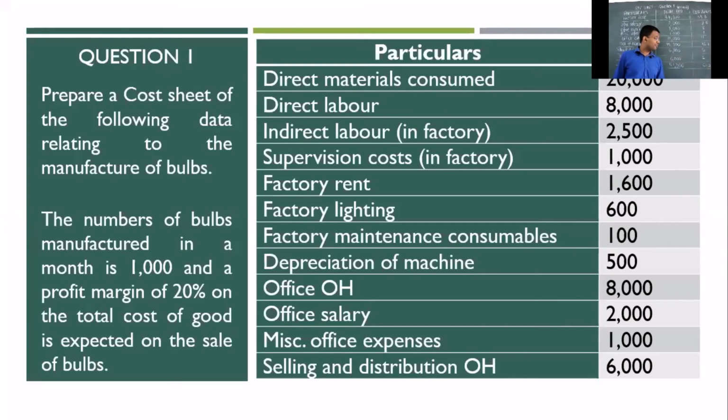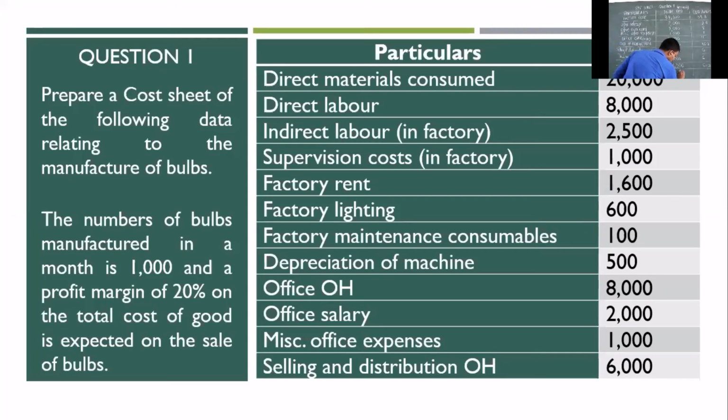What happens if you do not sell at a price higher than 51.3? It will be a loss for you. Luckily for us, in this particular question, the company is expecting a profit of 20%. Now, 20% of what? 20% of your total cost.